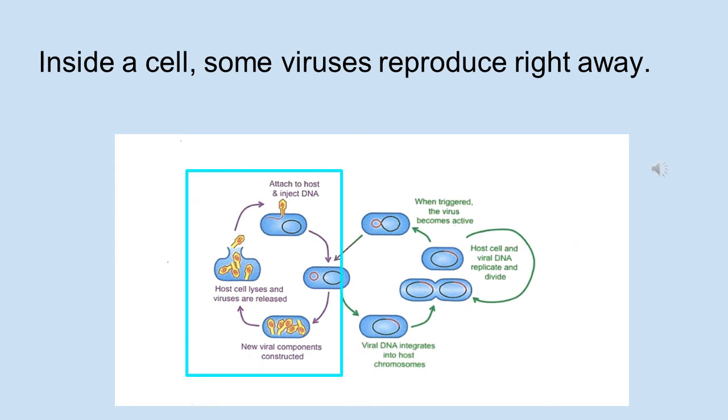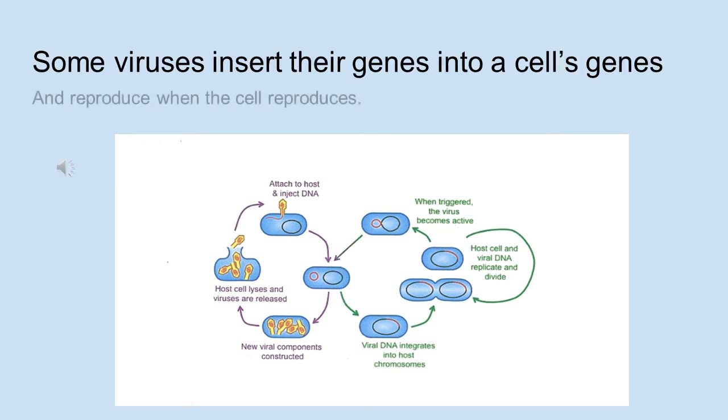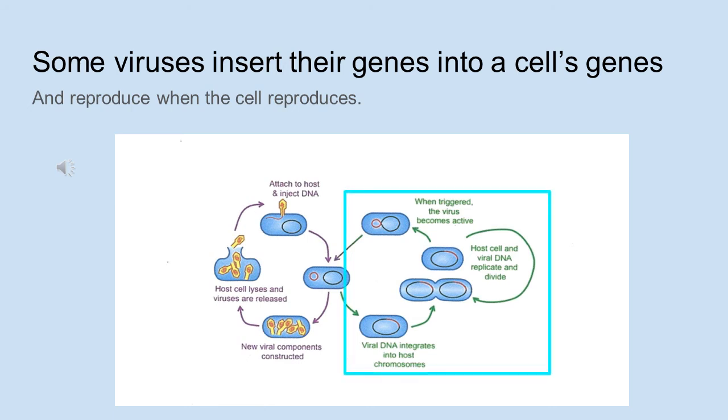After entering the cell, some viruses begin to copy themselves right away. But other viruses can quietly insert themselves into a cell's genetic material and are reproduced when the cell replicates. I say quietly because the virus will be relatively inert during this time. Sneaky, huh?